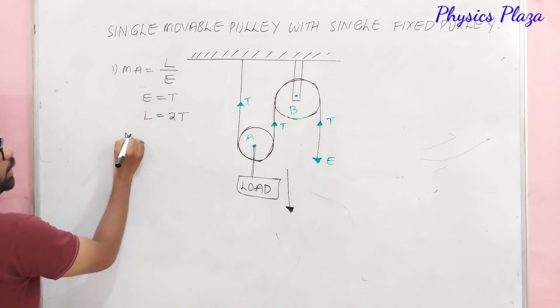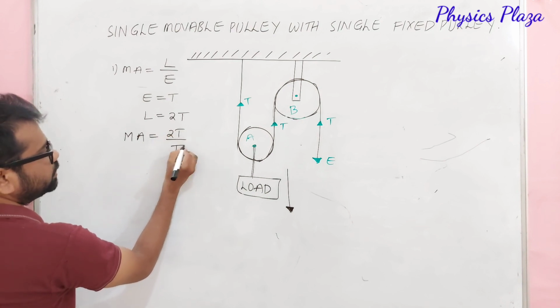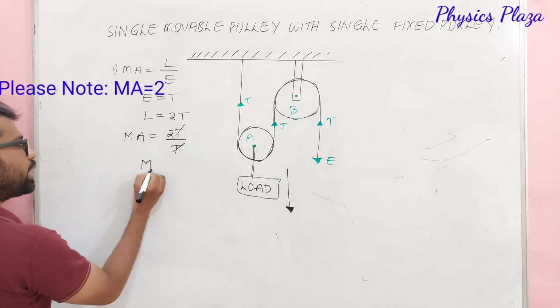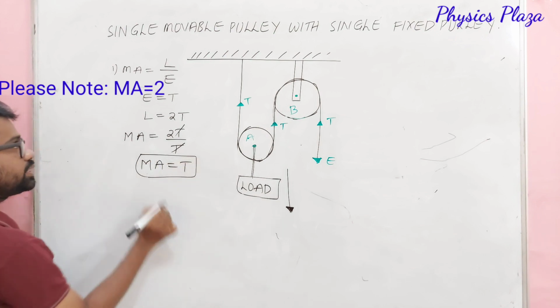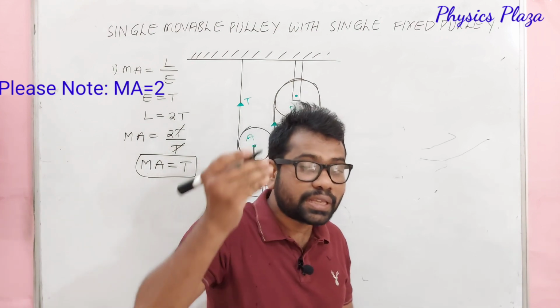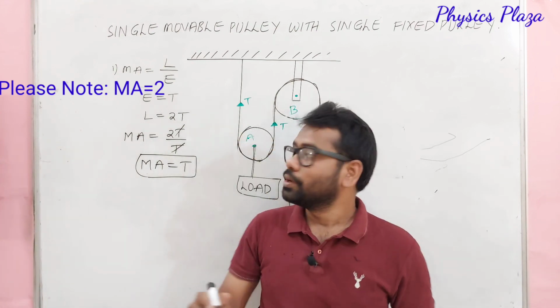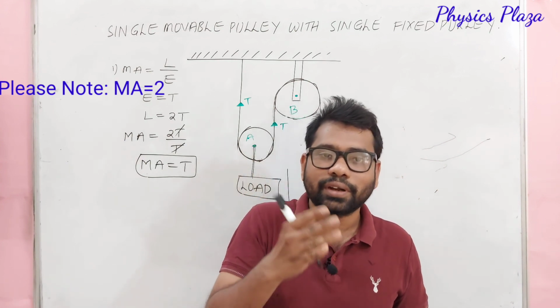So mechanical advantage is equal to 2T by T. T gets cancelled. So mechanical advantage is equal to 2 only. So there is no change. What is the mechanical advantage of a single movable pulley? 2 only. So the combination also, the mechanical advantage is 2 only.